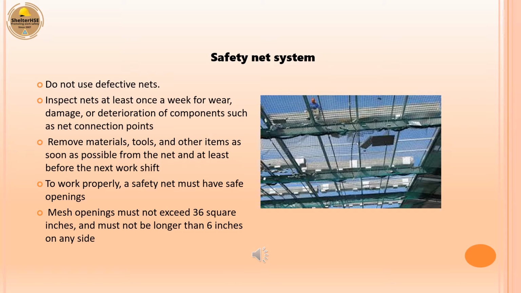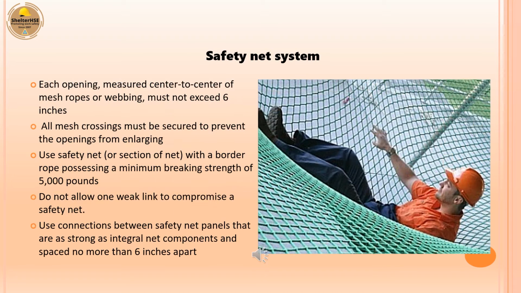Mesh openings must not exceed 36 square inches, and must not be longer than 6 inches on any side. Each opening, measured center to center of mesh ropes or webbing, must not exceed 6 inches. All mesh crossings must be secured to prevent the openings from enlarging.